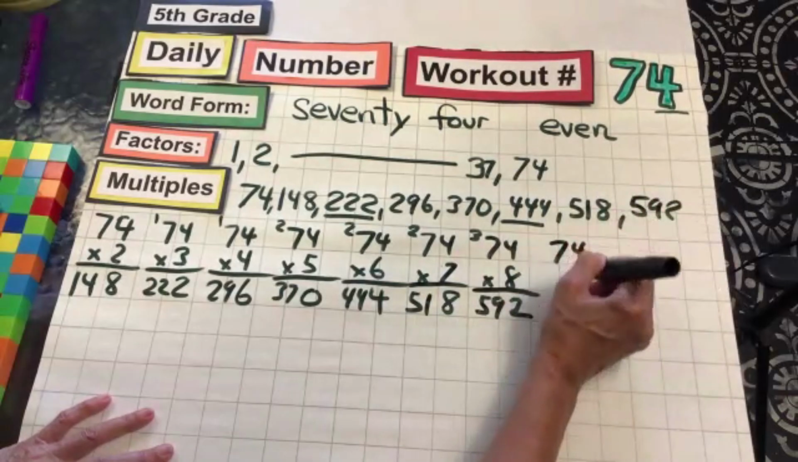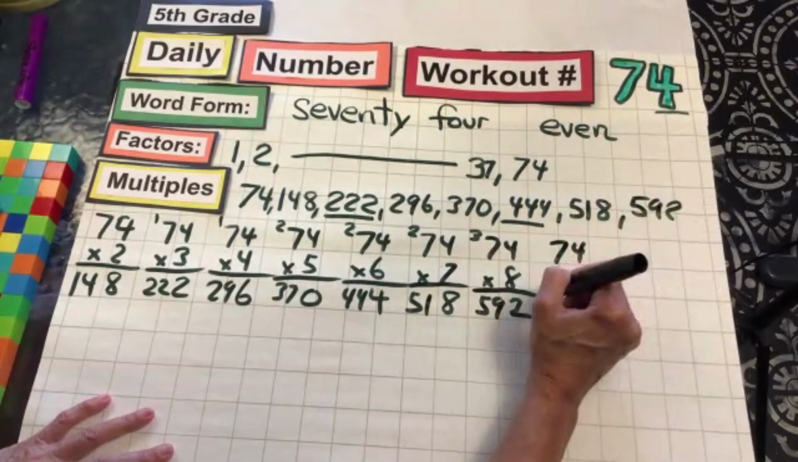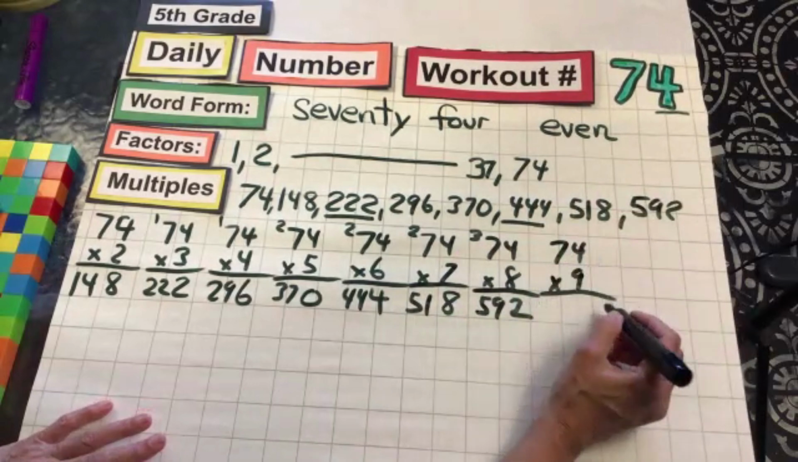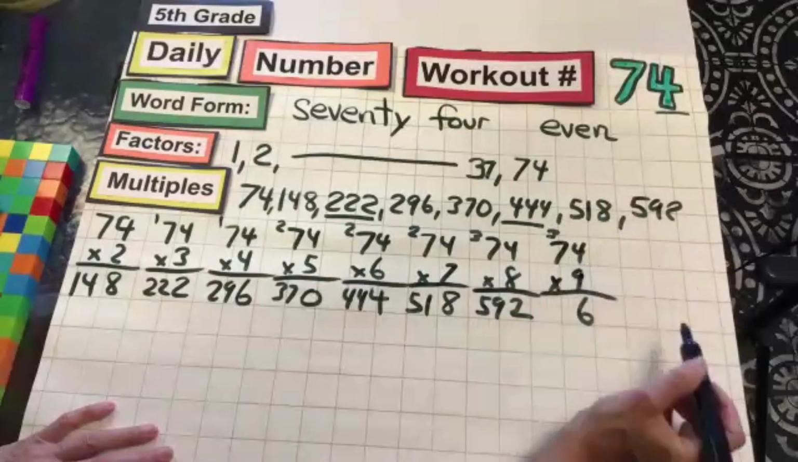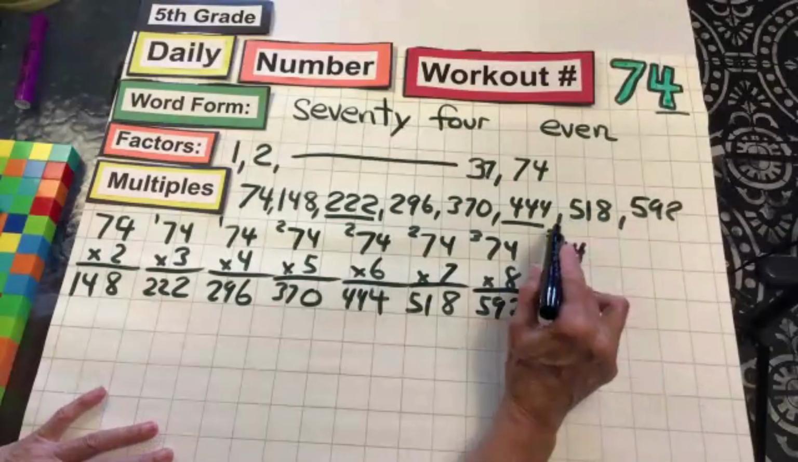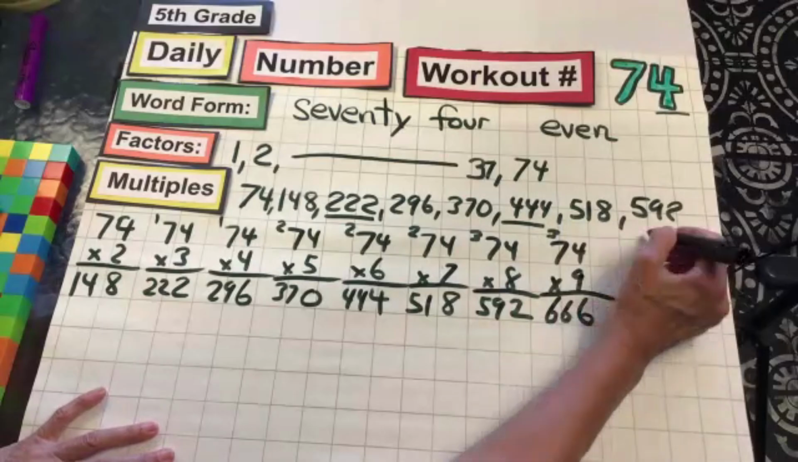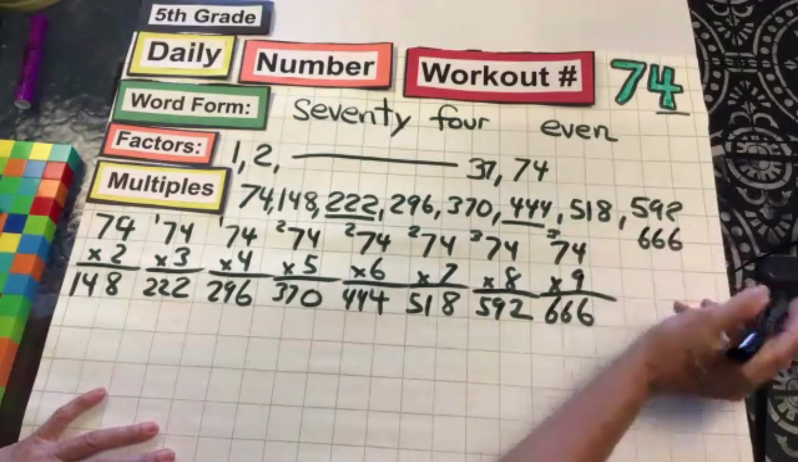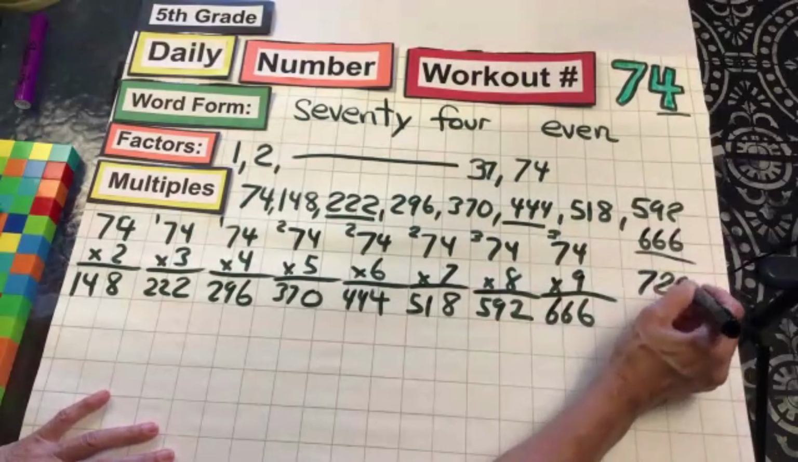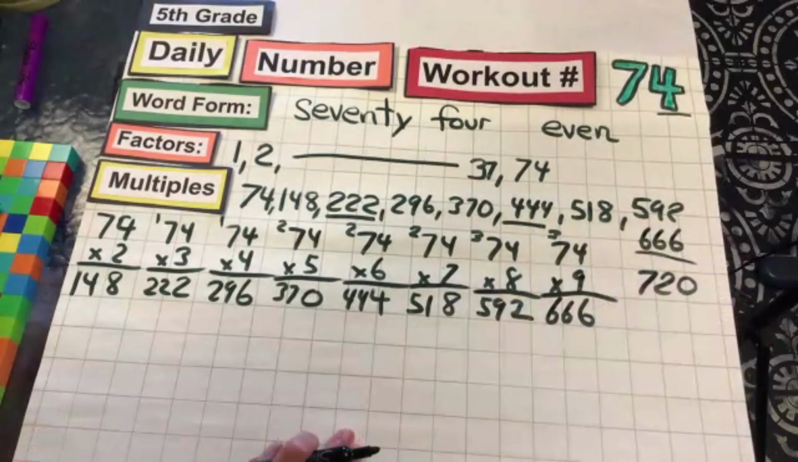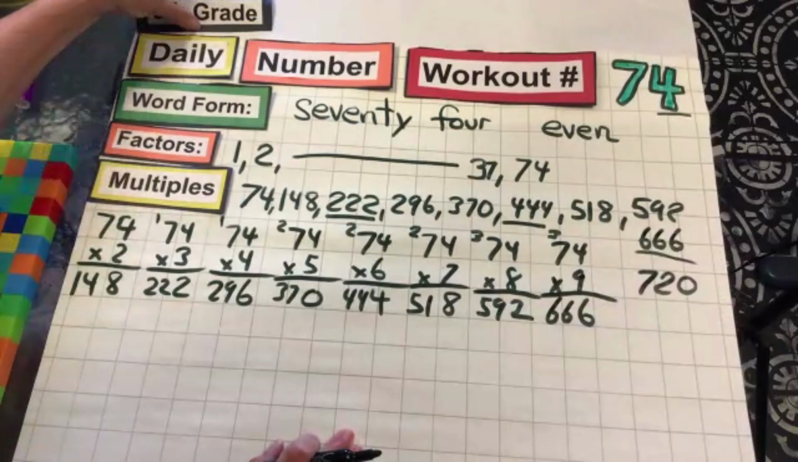So 592. 9 74s. 9 times 4 is 36. Drop the 6, carry the 3. 9 times 7 is 63 plus 3 is 66. Boom, there we go. There's our next one. And then 10 times any number is that number with a 0. And we're done with our first 10 multiples of 74.